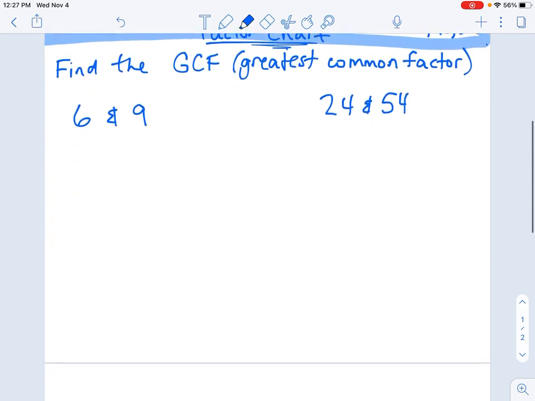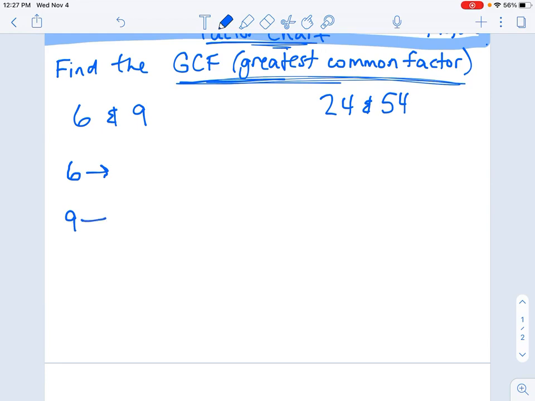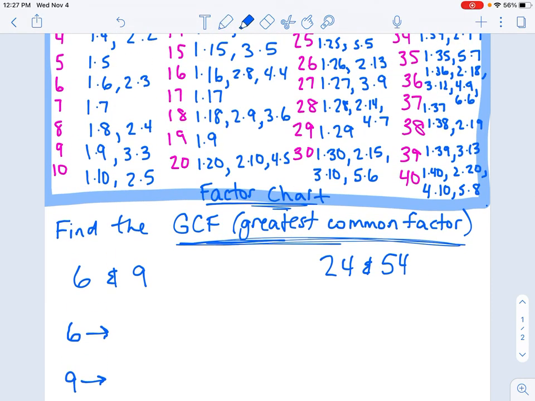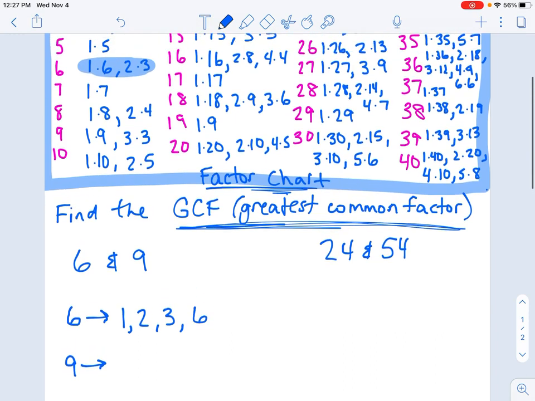Also, before we get started, I want us to take a quick refresher on what the greatest common factor, or GCF, is, and find the greatest common factor for each of these. So 6, I want to write out all my factors, which if we look up at the factor chart are these numbers, and I'm going to write them in order: 1, 2, 3, and 6.